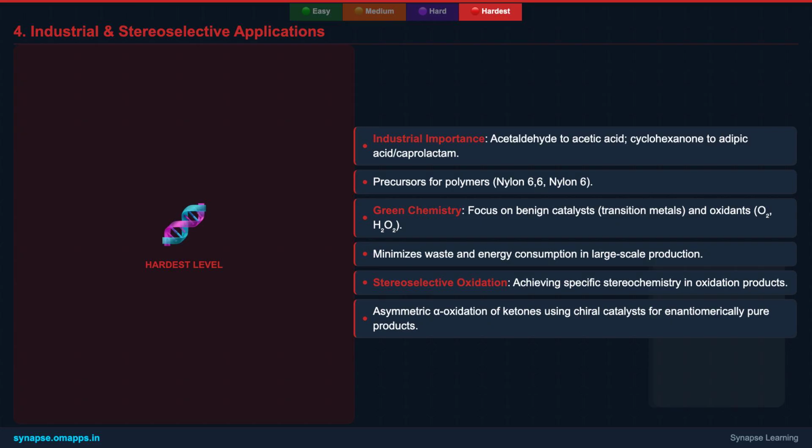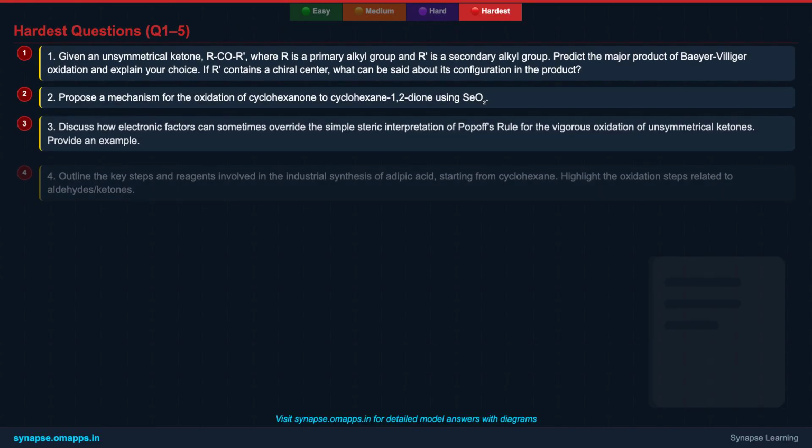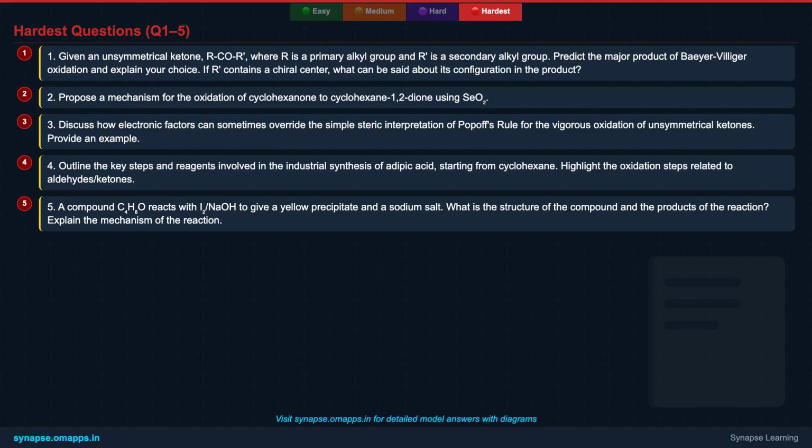Furthermore, achieving stereoselectivity in oxidation, especially for chiral pharmaceuticals, is a frontier. New methods for asymmetric alpha oxidation of ketones using chiral catalysts are continuously being developed, leading to enantiomerically pure products. This highlights the ongoing evolution and impact of oxidation chemistry. You've absorbed a lot of high-level information. Now, it's time to apply that knowledge to these challenging questions.